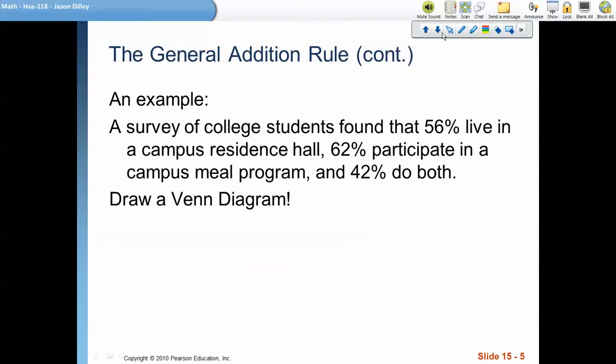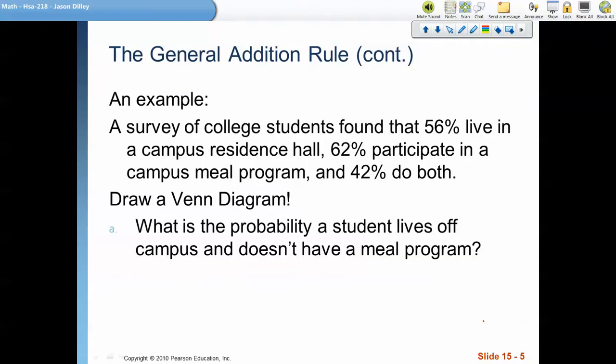Okay, so same stuff. What is the probability a student lives off campus and doesn't have a meal program? Can you guys make the notation for that? What is the probability a student lives off campus and doesn't have a meal program? Notice that it says and this time.